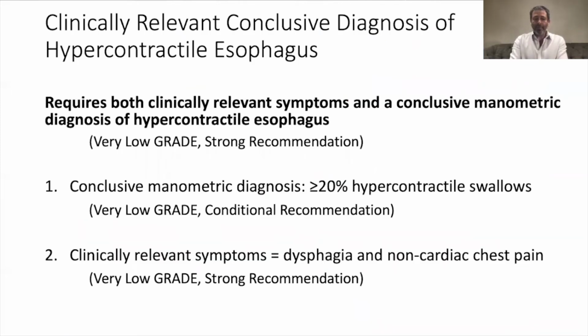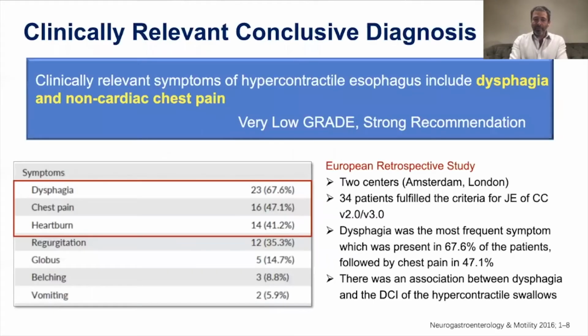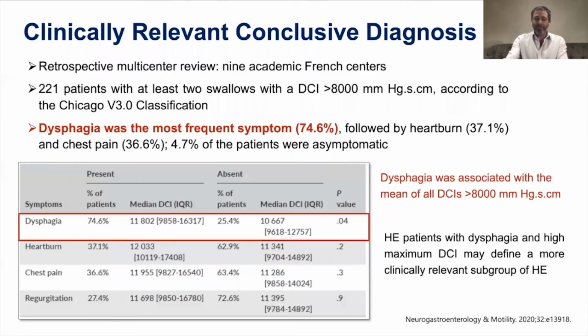We should also define what is clinically relevant and what is conclusive. Conclusive manometric diagnoses require at least two hypercontractile swallows, while clinically relevant subjects should have symptoms of dysphagia, non-cardiac chest pain, or otherwise. Indeed, this study looking at 34 patients found that dysphagia, chest pain, and heartburn were the most likely symptoms to present in patients with hypercontractility. And in this study, looking at 221 patients, dysphagia was the most common symptom, followed by heartburn and chest pain.